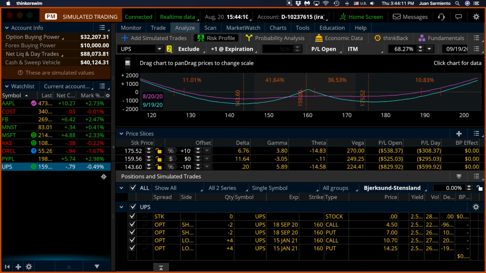So this is what I do every Thursday. I check my trades, see what needs to be rolled up or rolled over or closed. And I'm happy the way they are right now.